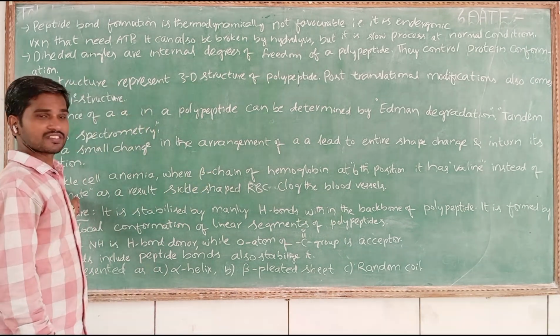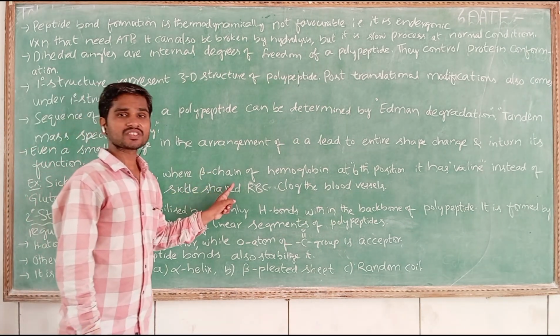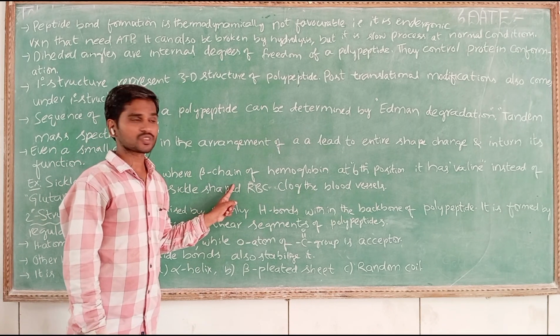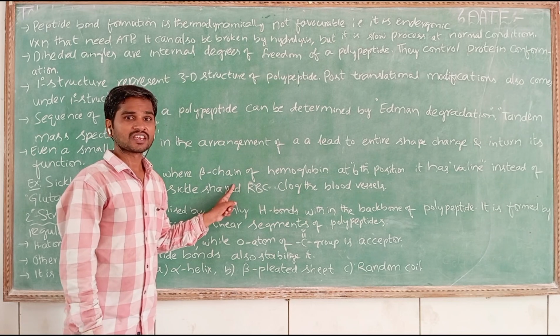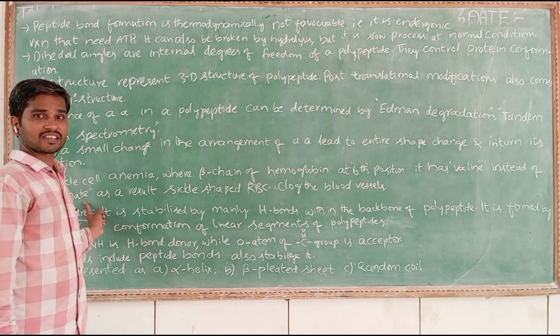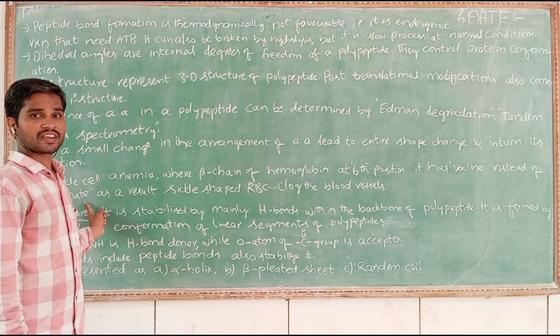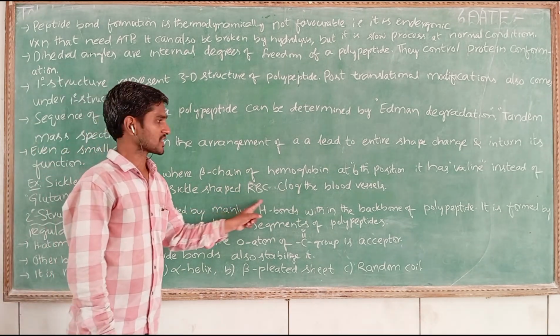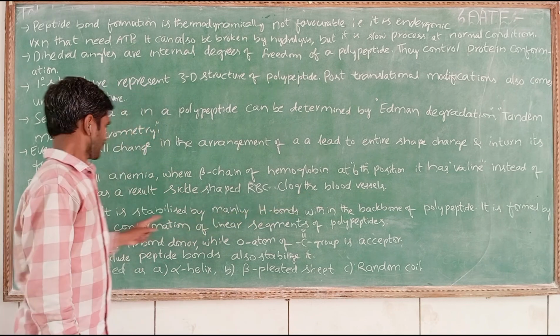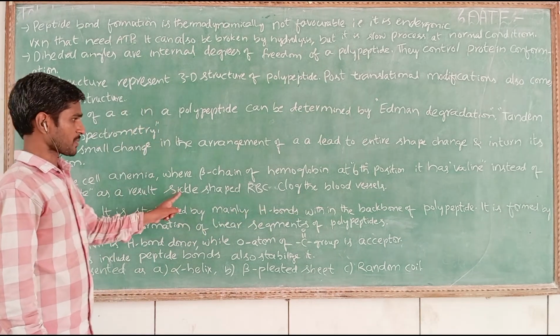For example, in sickle cell anemia, in the beta chain of hemoglobin at the sixth position, valine is present instead of glutamate. Glutamate is an acidic amino acid, but valine is a neutral amino acid. As a result, sickle-shaped RBCs clog blood vessels. So that is the whole primary structure.